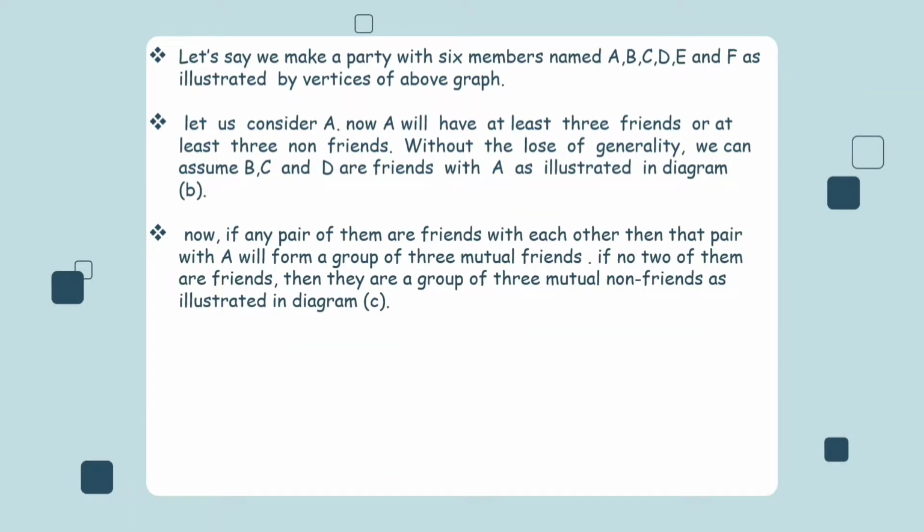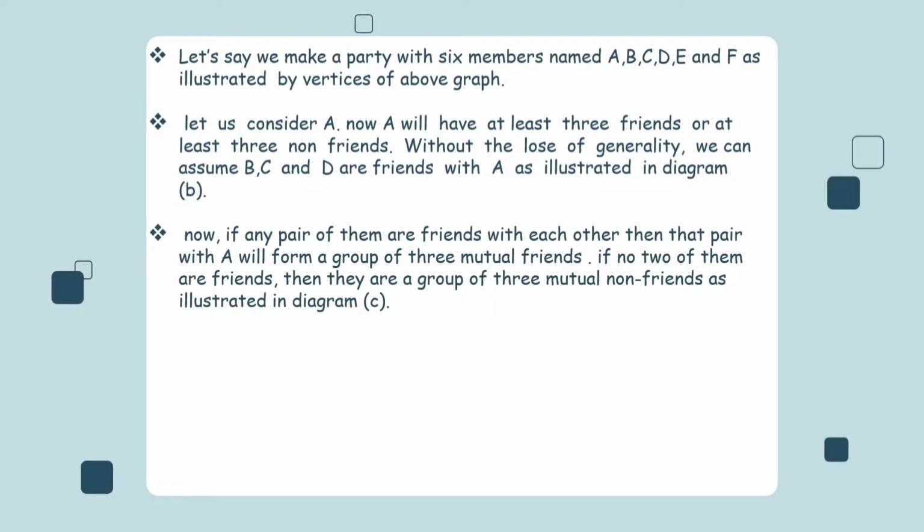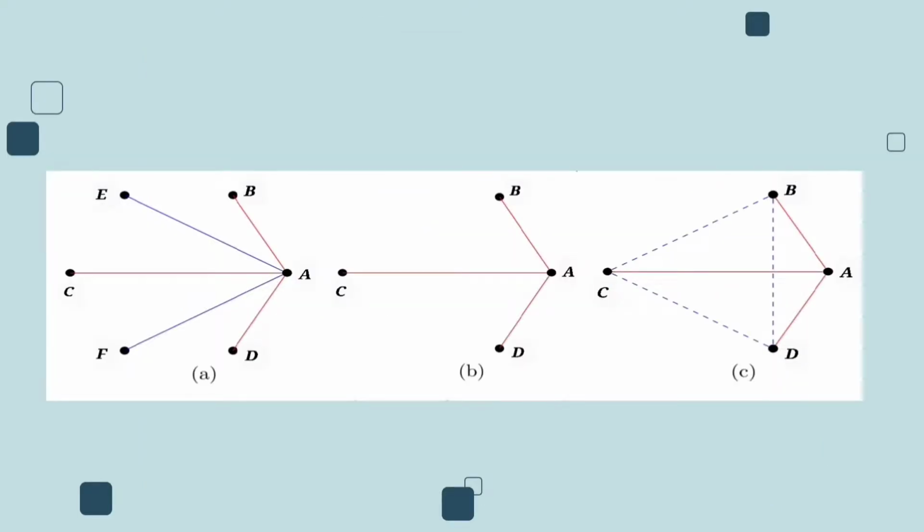Let's say we make a party with 6 members named A, B, C, D, E and F, as shown in figure A. Let us consider A. Now A will have at least 3 friends or at least 3 non-friends. Without loss of generality, we can safely assume that B, C and D are friends with A, as illustrated in diagram B.